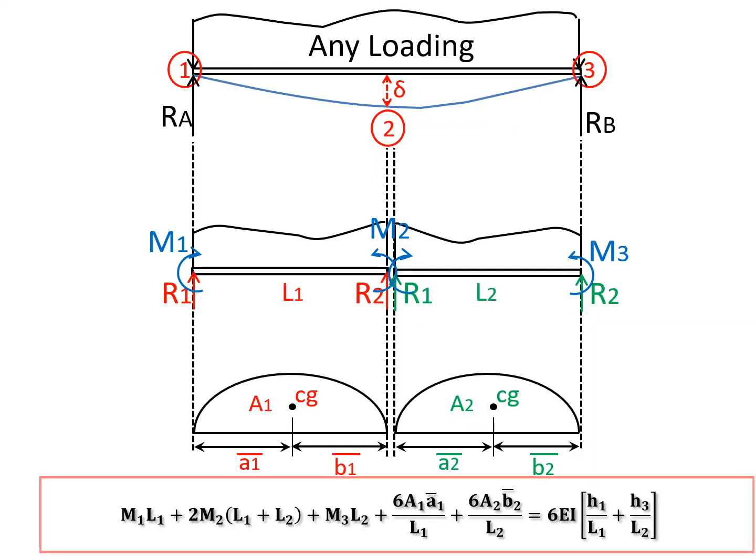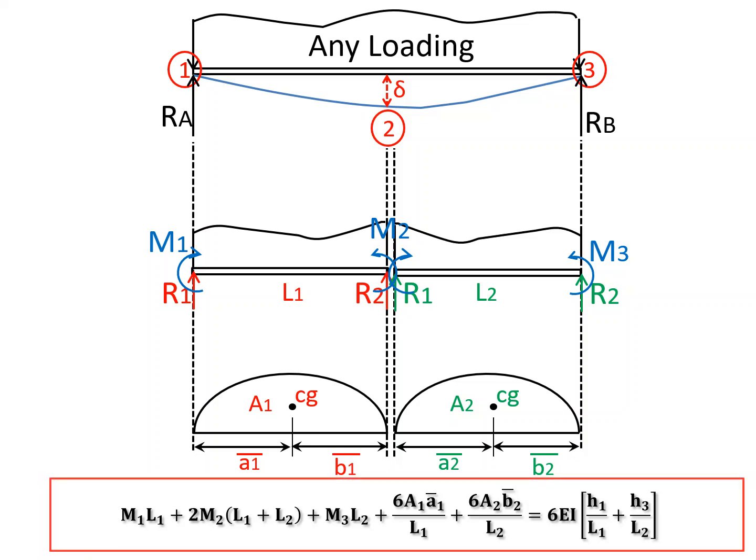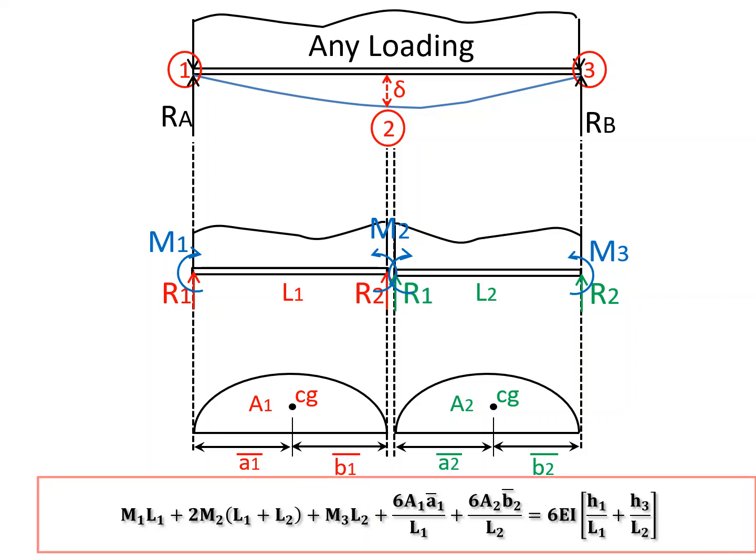And this is our three-moment equation, which is M1 L1 plus 2 M2 (L1 plus L2) plus M3 L2 plus 6 area 1 barred A1 over L1 plus 6 area 2 barred B2 over L2, and that is equal to 6 EI [H1 over L1 plus H3 over L2].